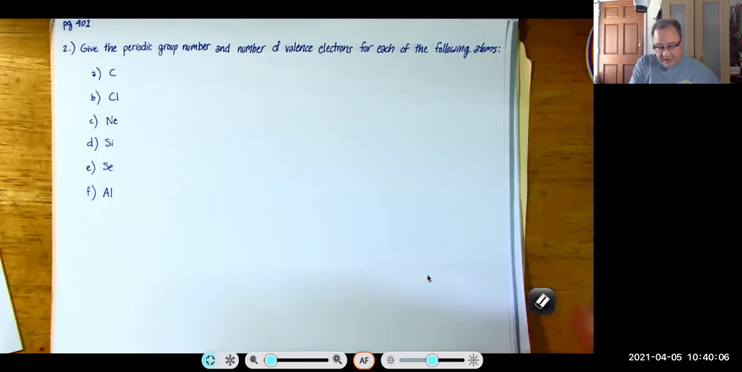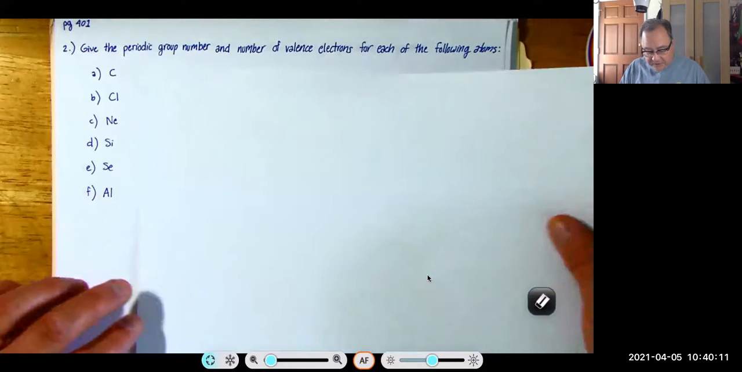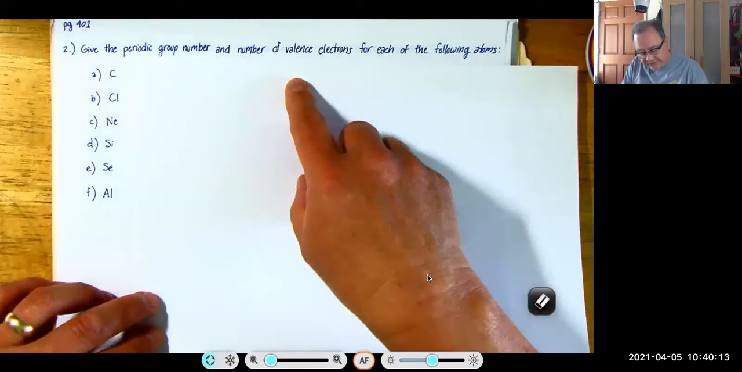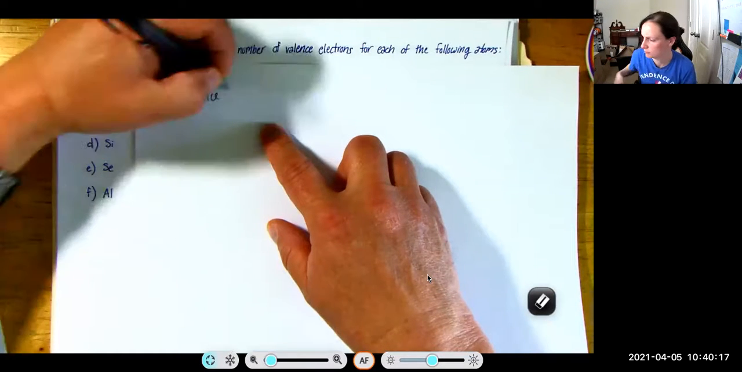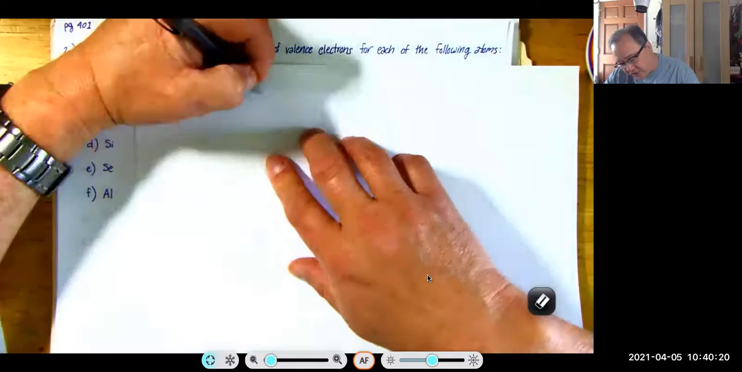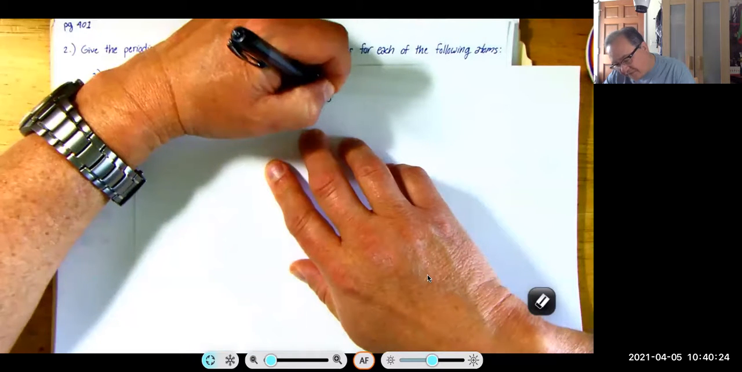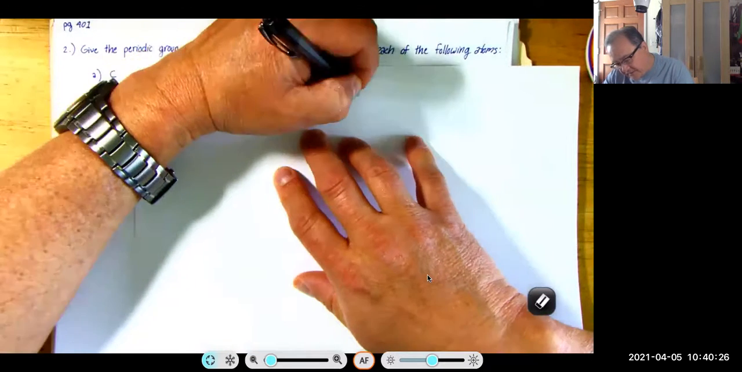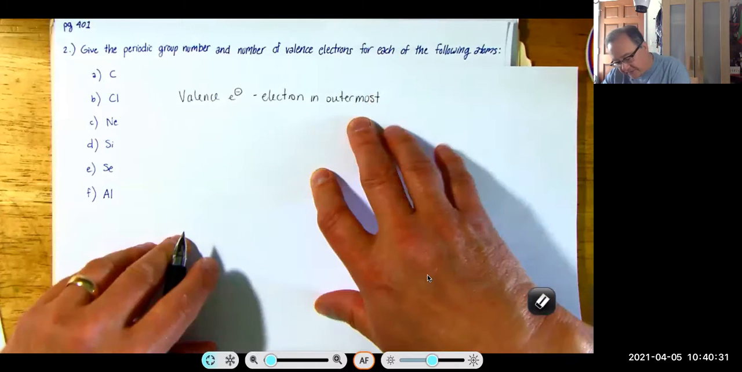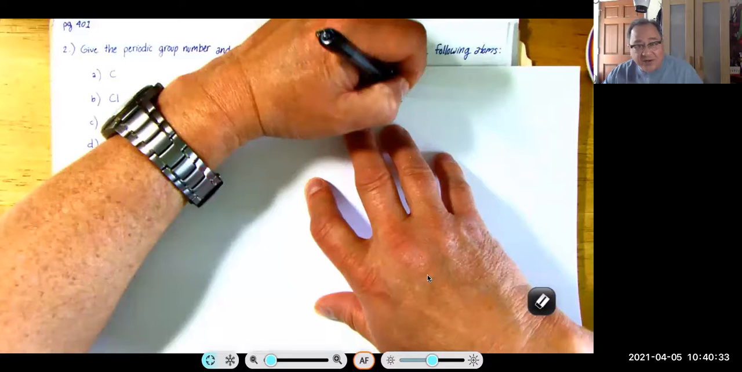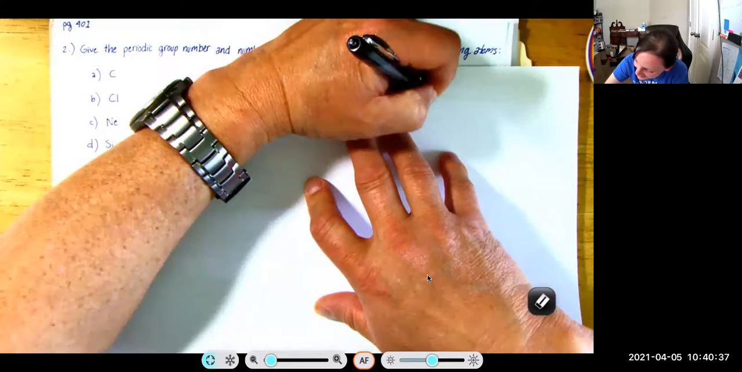So how do you answer a question like this? First of all, can you tell me what a valence electron is? The electrons in the outermost shell. Okay, electrons in the outermost shell. And just to be very specific, in the outermost occupied shell, the one that has electrons in it. Yeah.